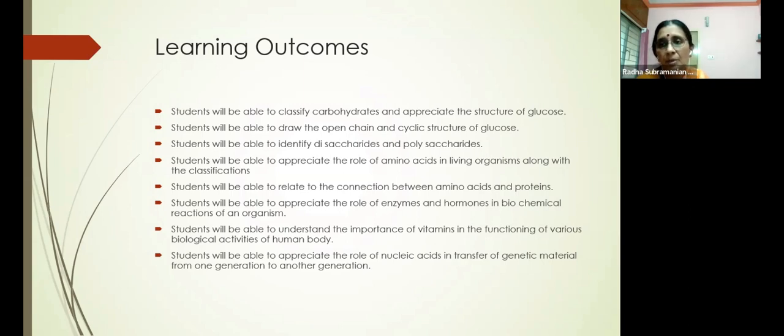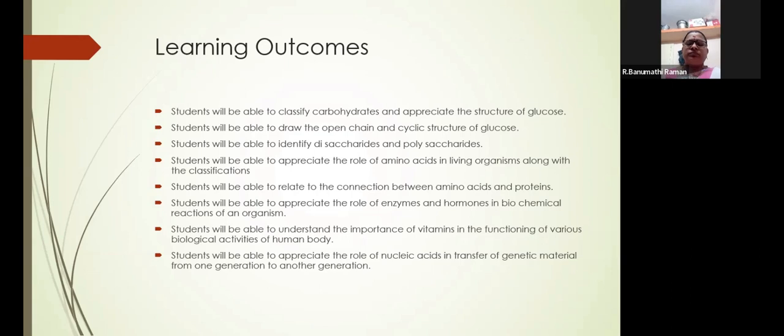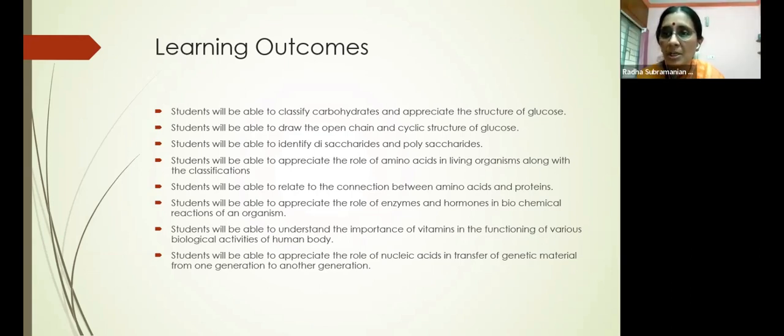But then a word of caution here: do not give it to students who do not have enough experience. They could sabotage the whole effort. They could put up things on the board which they don't understand and also confuse others. So be very careful when you ask children to draw the structures, unless they are thorough with it. Students will be able to identify disaccharides and polysaccharides.